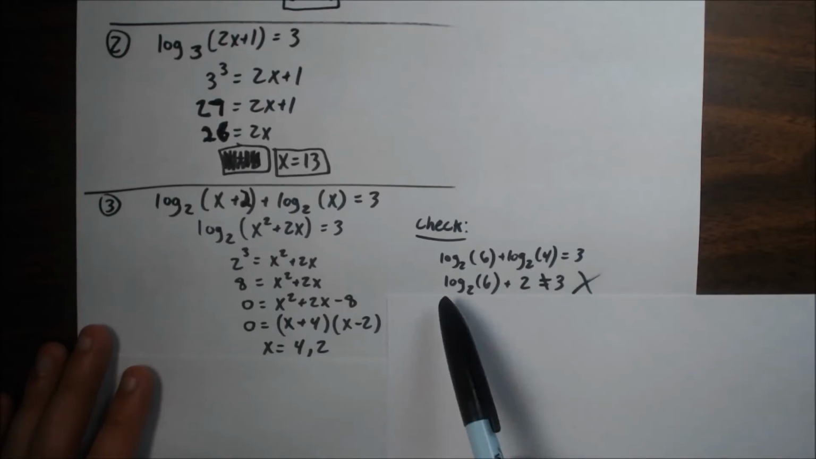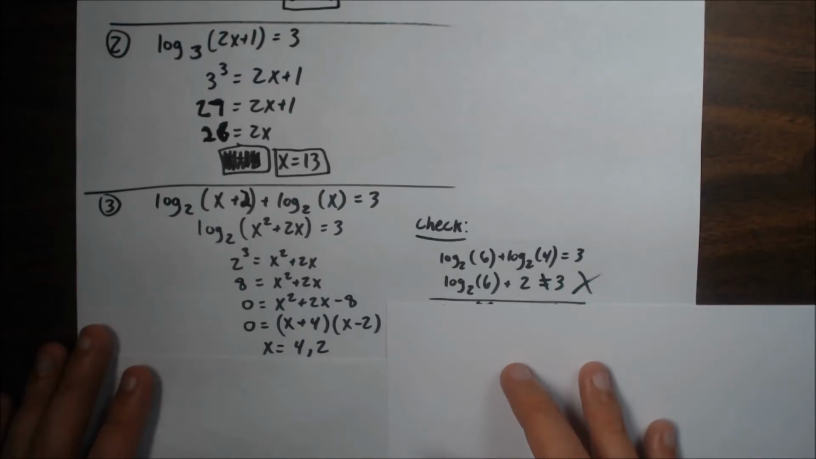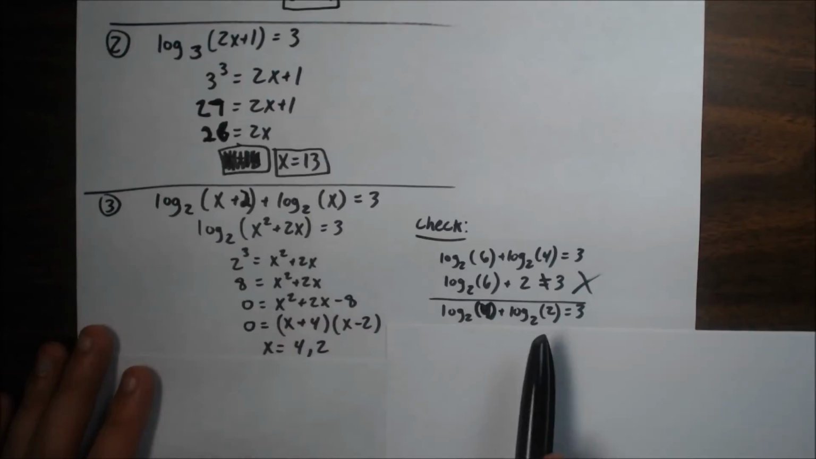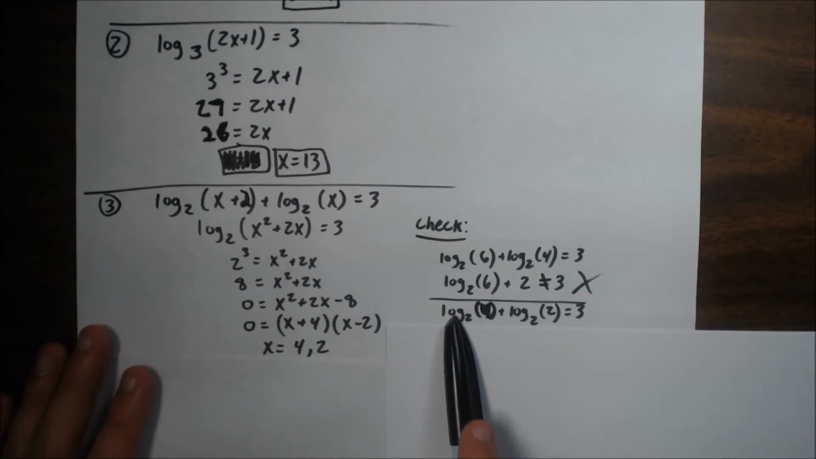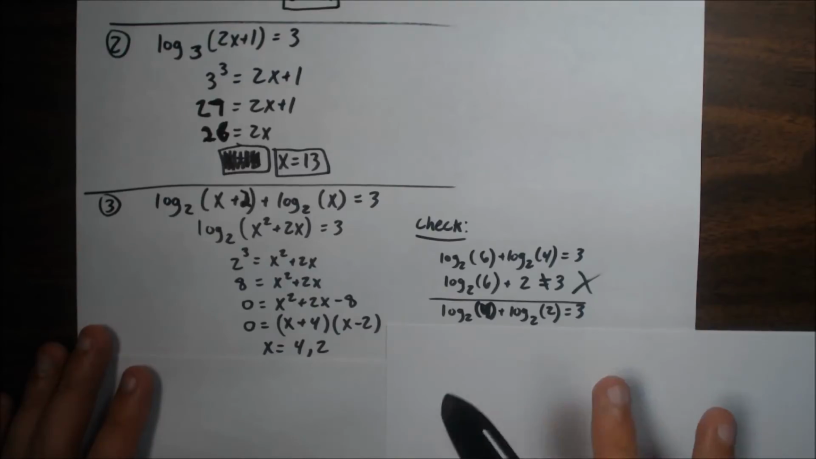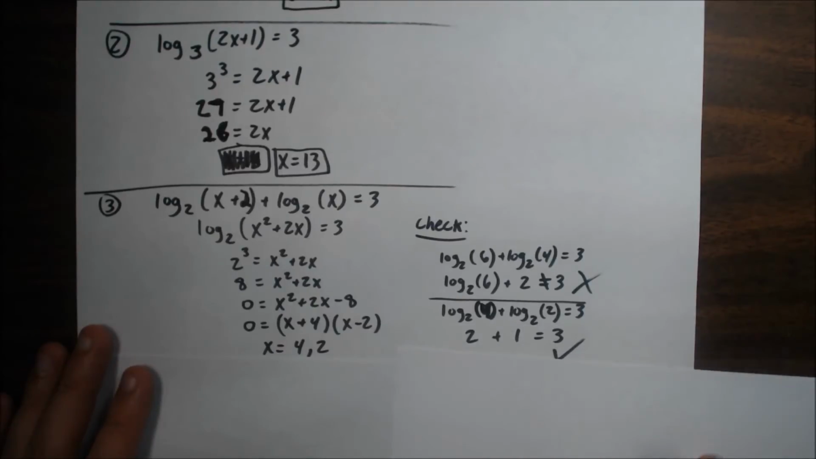You could do in your calculator log of 6 divided by log of 2 and see what you get, and it would be 2 point something. Now if we plug in the 2, you're going to get a 4 in the first parentheses and a 2 in the second parentheses. So what is log base 2 of 4? That's going to be 2, and log base 2 of 2 is 1. Does 2 plus 1 equal 3? Yes. So that is a solution.